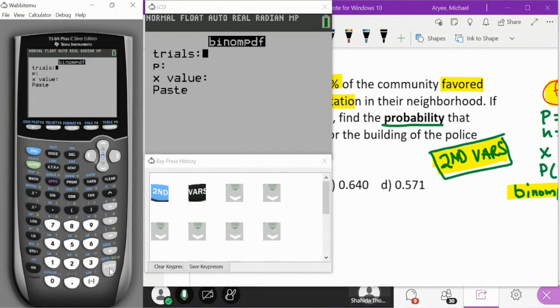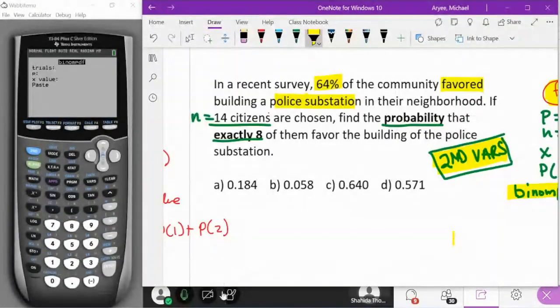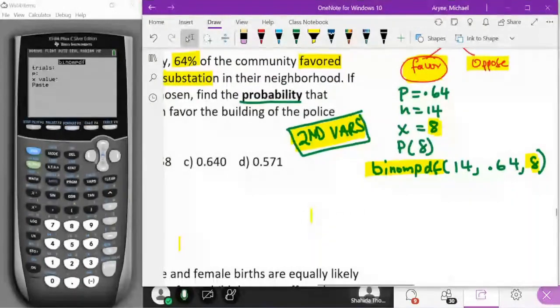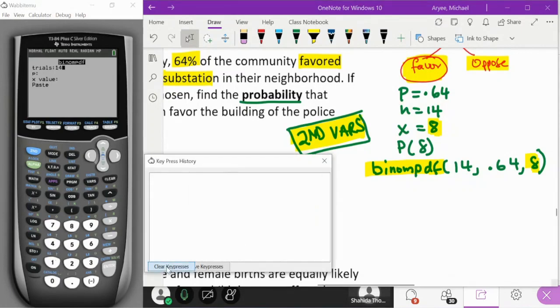Now, if you have the TI like I have here, it will ask you for trials. Trials is the same as your n. The p is your probability. In our case, the n is 14, so we put in 1, 4. The p is 0.64. The x value is 8. And then we say paste.